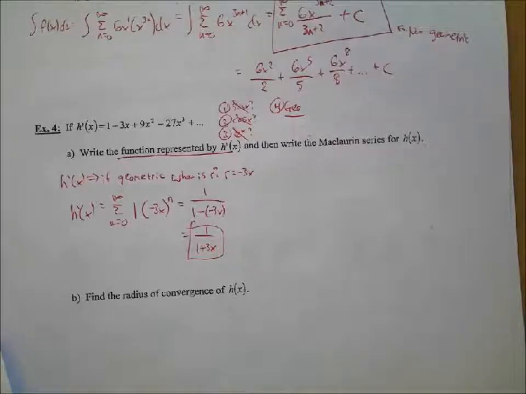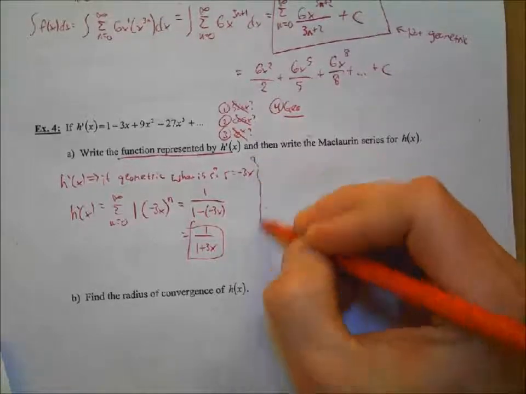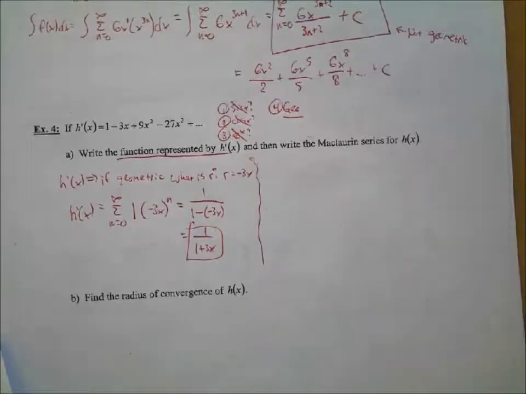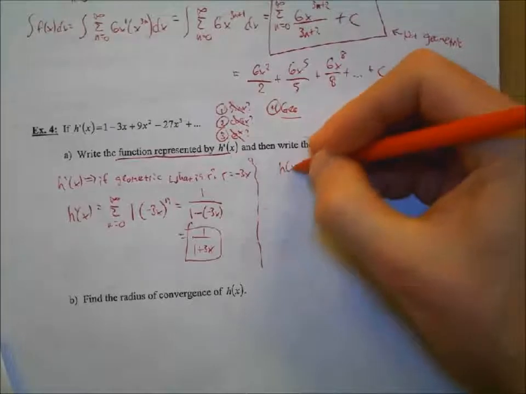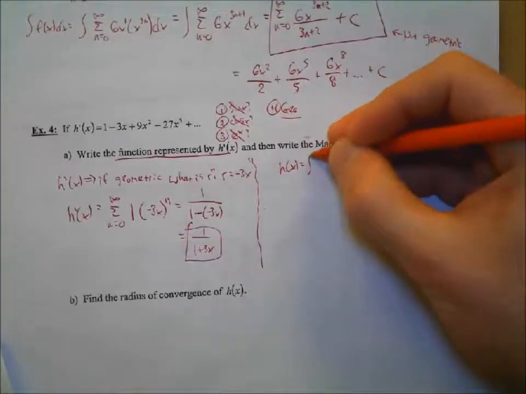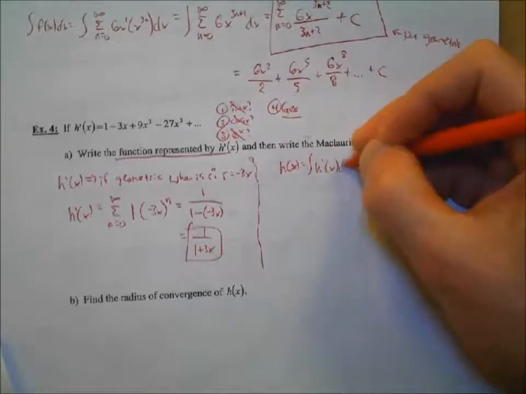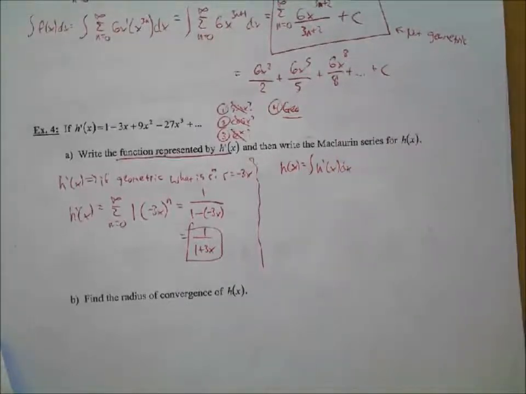And then it asks us to write the Maclaurin series for h of x. Well, we know that h of x is the integral of h prime of x with respect to x.